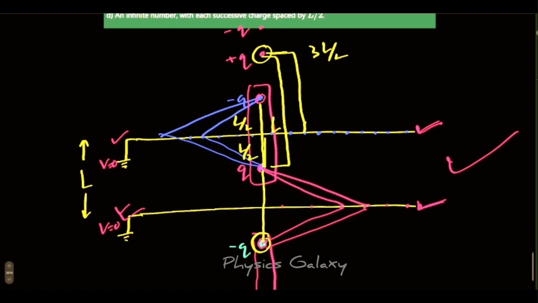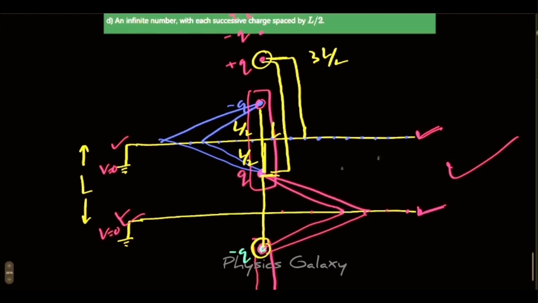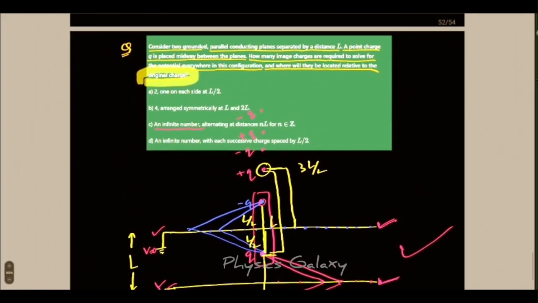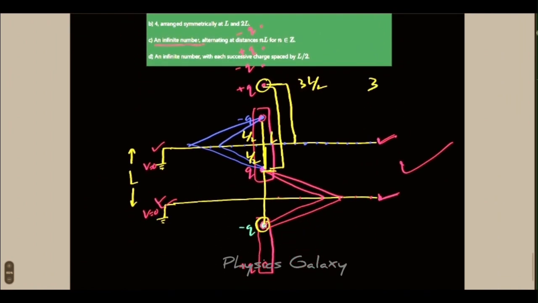But what about from this image charge? Because we have to calculate the distance from the original charge. So that will be 3L by 2 plus this distance, L by 2, that is 4L by 2, or you can say 2L.